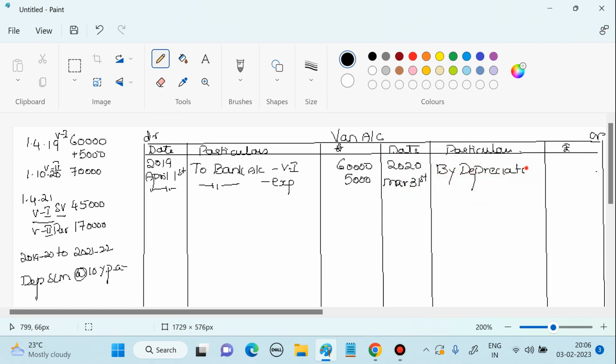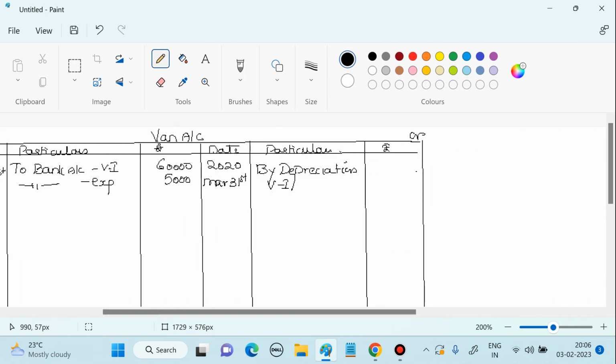depreciation on van 1. When was it purchased? 1st April 2019. So purchased on 1st April 2019 means it was there entire year. So 65,000 is the cost and the rate is 10%, correct? Per annum. So depreciation to be provided for the entire year is 6,500. So write 6,500 like this.